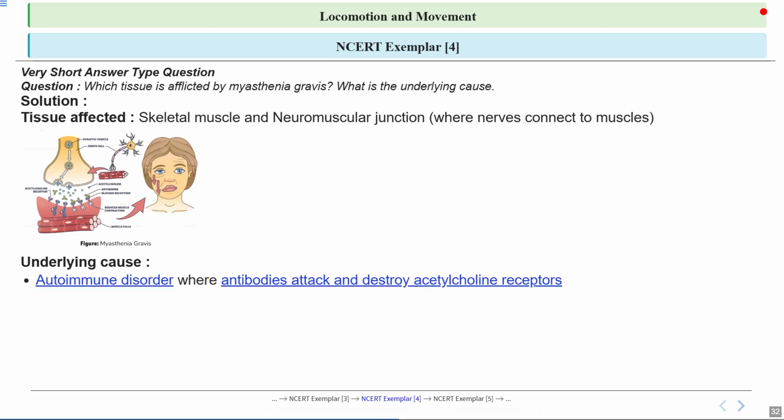Let's see the underlying cause. So this condition is an autoimmune disorder where the body's immune system mistakenly attacks, or we can say it produces antibodies that attack and damage acetylcholine receptors on muscle cells, preventing proper muscle contraction and causing muscle weakness, and we can say fatigue.